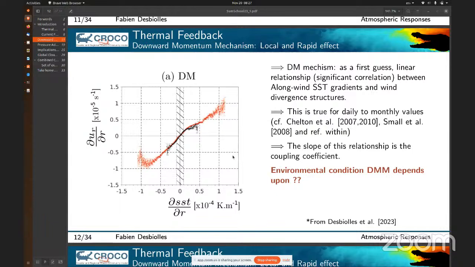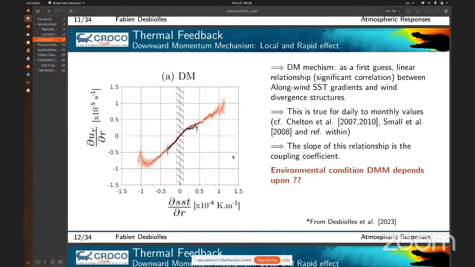Well, first, I just want to make a quick remark on the doubt of the linearity at the edge of the plot. We see that actually the linear relationship is longer over the cold side, and this is hypothesized to be due to the creation of the internal boundary layer over the cold side, which is going to couple even more the SST structure to the wind divergence.